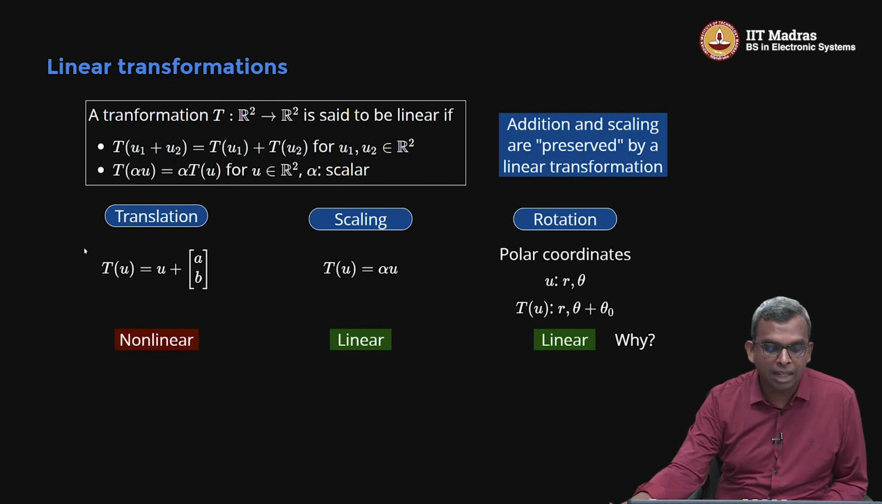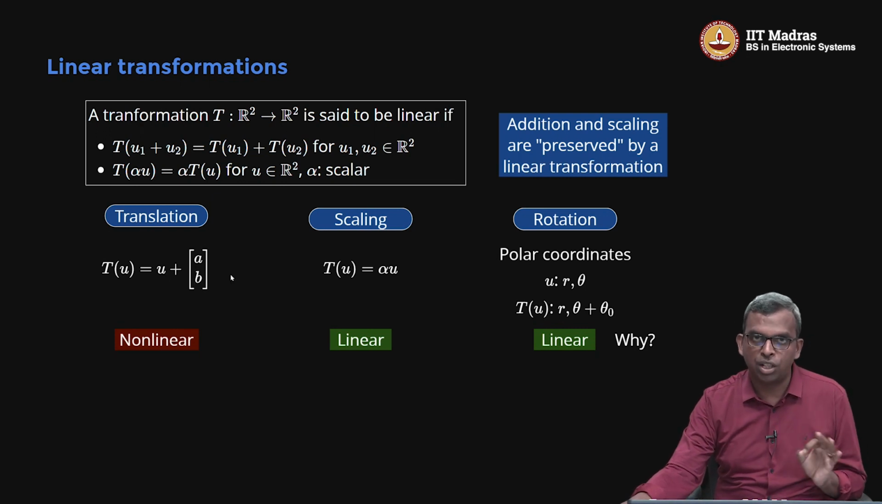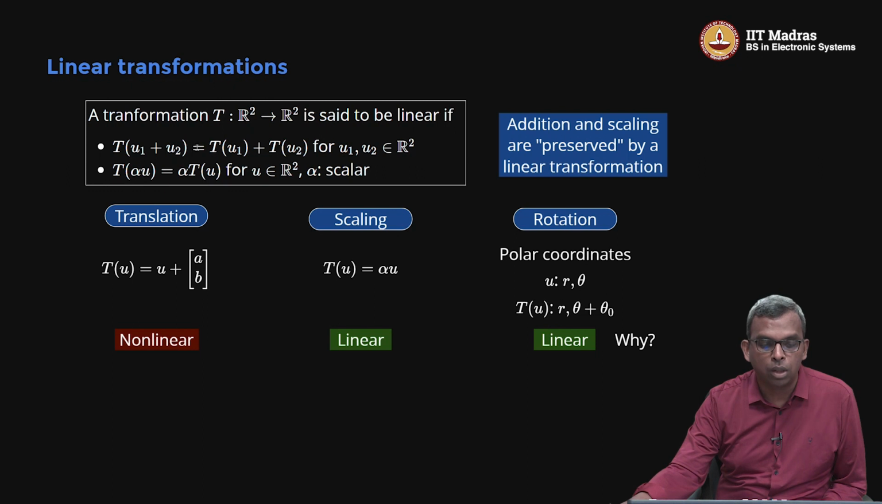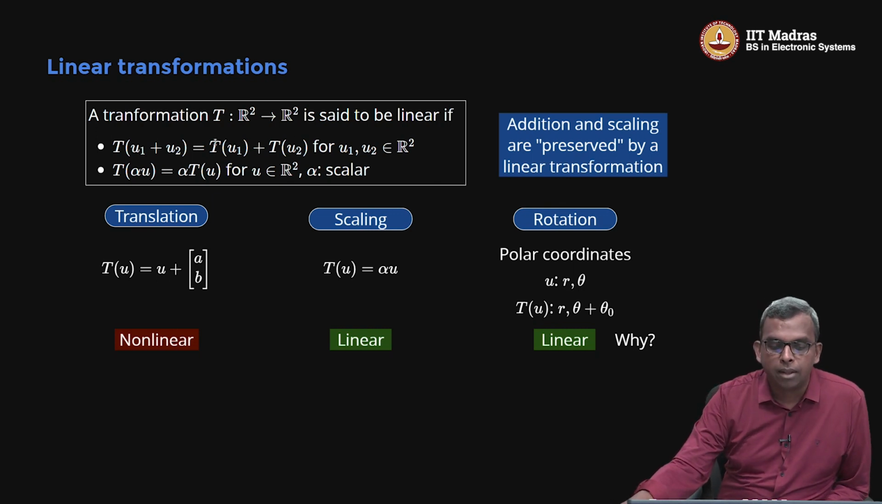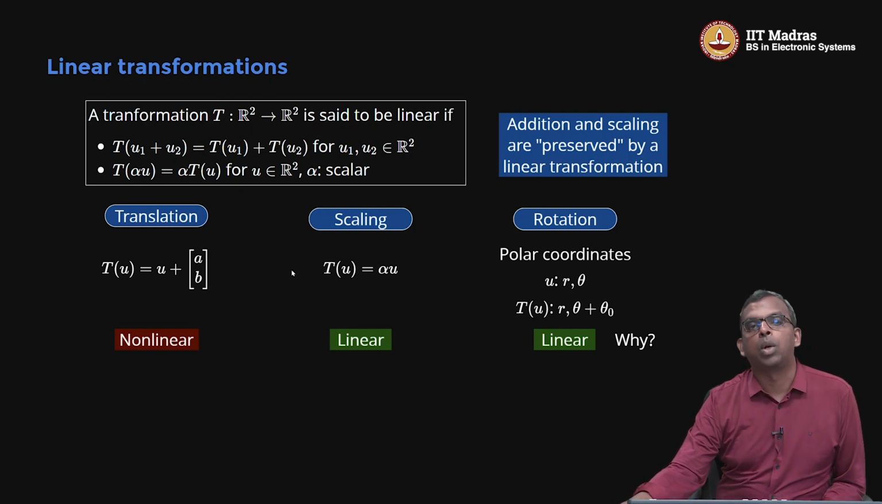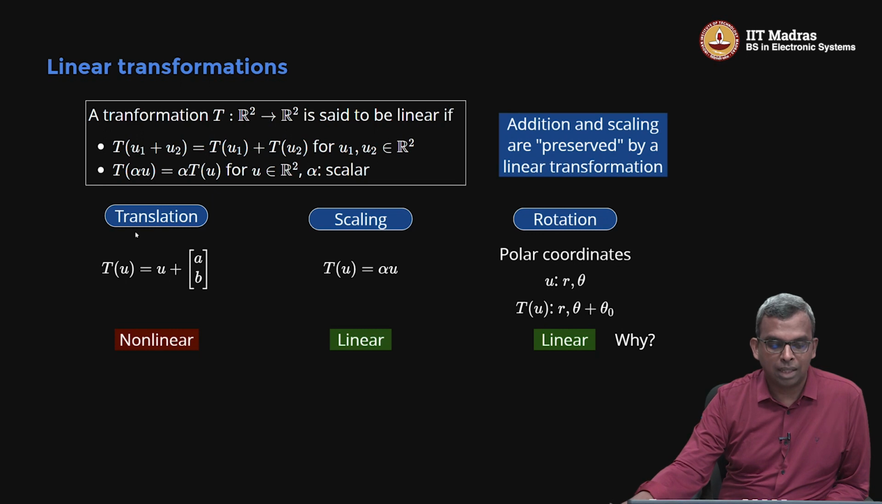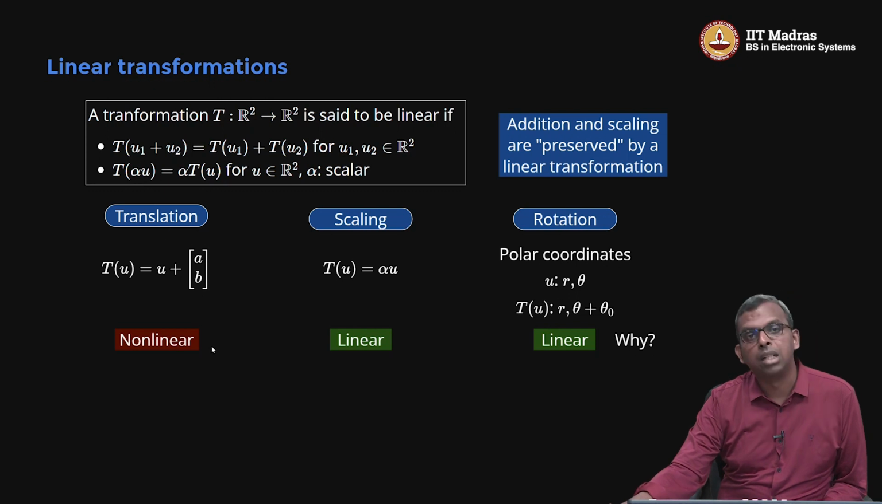You can do that very easily for translation, right? You can take u1 and u2 to both be 0, the zero vector. What happens on the left hand side? 0 plus 0 is 0. You will have T of 0, which is just the vector ab. But notice what happens on the right hand side. If you put u1 equal to 0, I'm going to get ab here. When you put u2 equal to 0, I'm going to get another ab here. So while on the left hand side I got just ab, on the right hand side I get ab plus ab, and clearly that is always violated. So you see for any non-trivial non-zero translation, it ends up being non-linear.